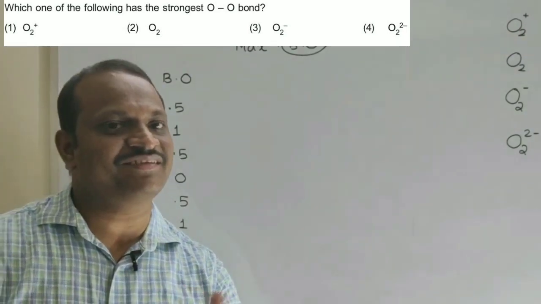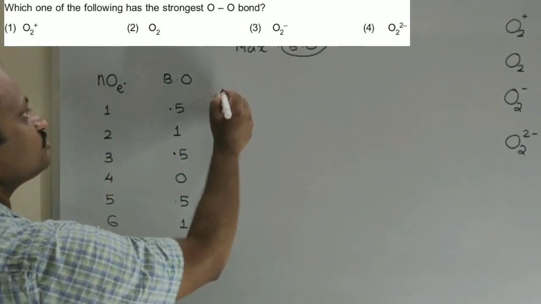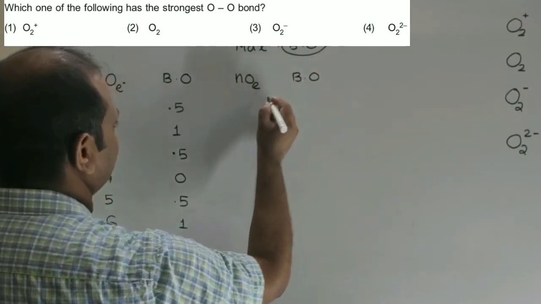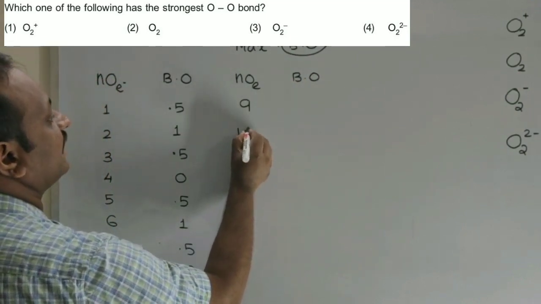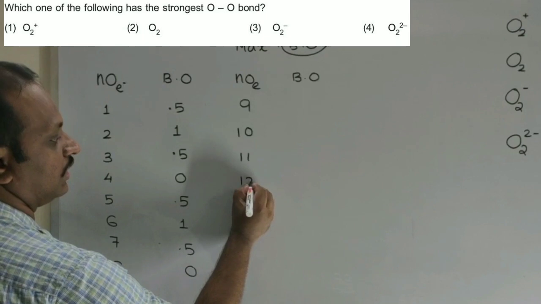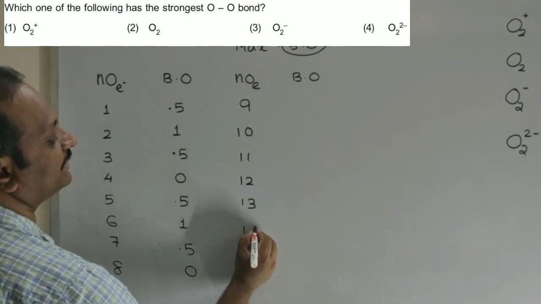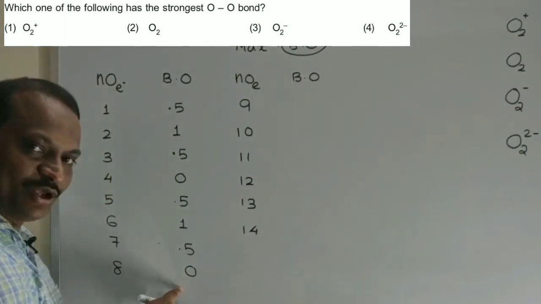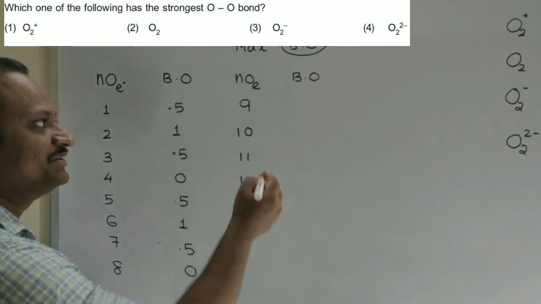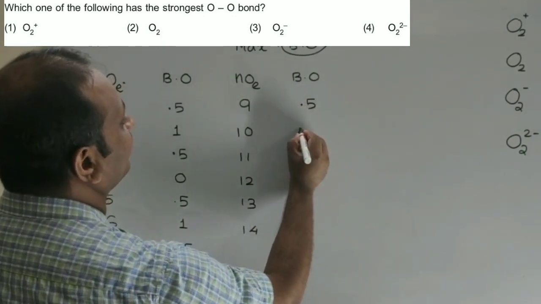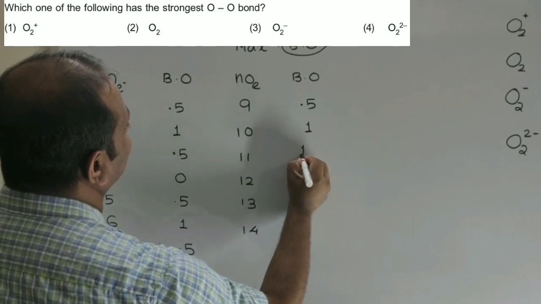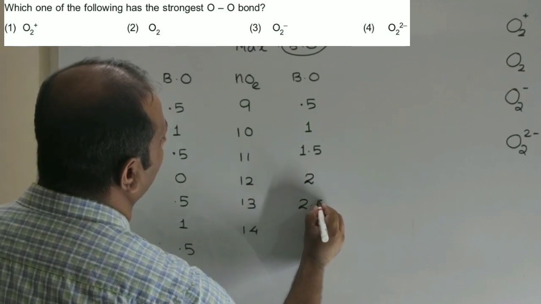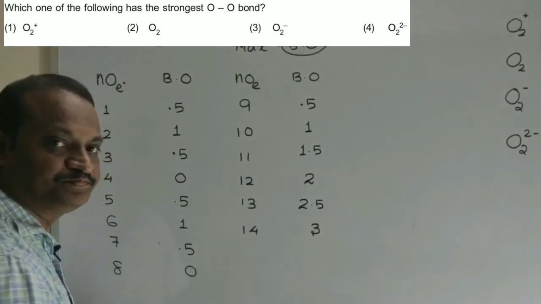Now after 8, there is a change in pattern. Let's see that. So I am writing number of electrons and bond order. 9, 10, 11, 12, 13, 14. Then what happens with the bond order? Bond order here is 0, and now it increases by 0.5. So I can write 0.5, next 1, next 1.5, next 2, next 2.5, next 3.